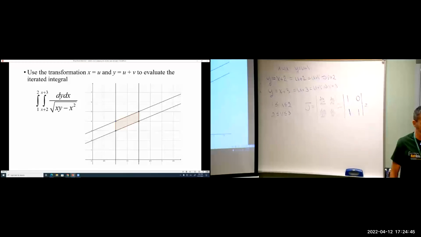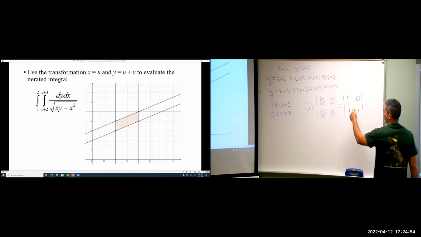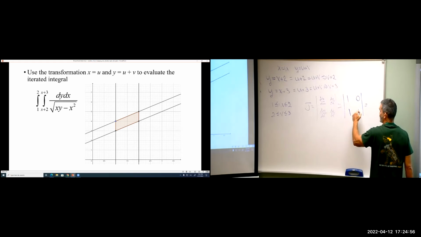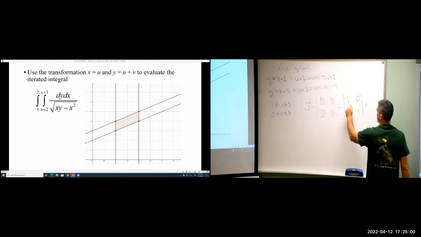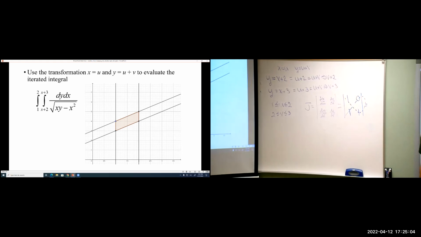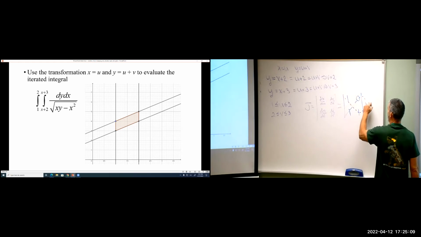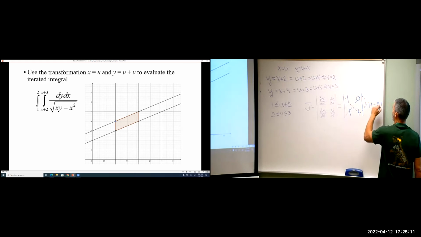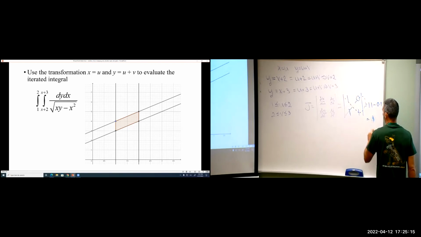Determinant of a 2x2 matrix, we briefly touched on this back in cross product, but we haven't talked a lot about it. Basically, it's the product of these two minus the product of these two. I always thought it kind of looks like a fish, like a goldfish. That's how I've always remembered it. So what we end up with is 1 times 1 minus 0 times 1. So pretty simple Jacobian for this one. It just comes out to be 1.